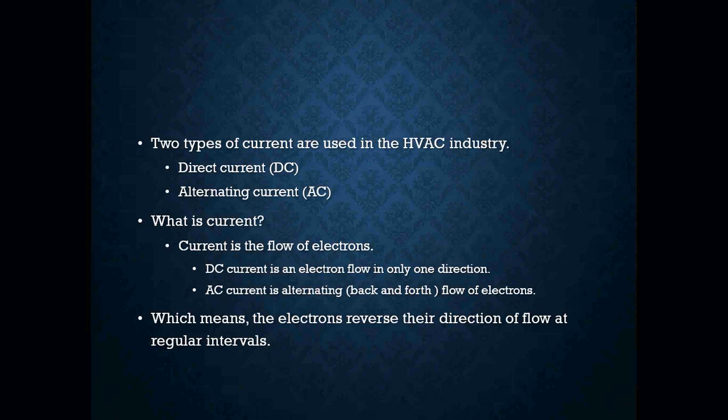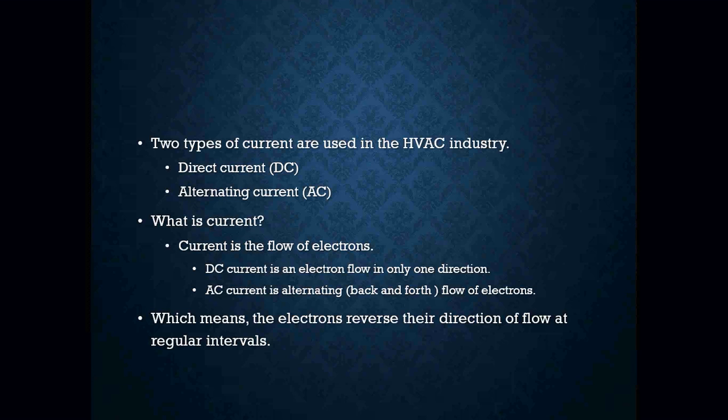With DC current, we have to remember that the electrons are going to flow in only one direction. A good example of a DC circuit is a flashlight, a 9-volt battery, or your C batteries, D batteries, AA batteries. Those are DC current. They're flowing in only one direction.